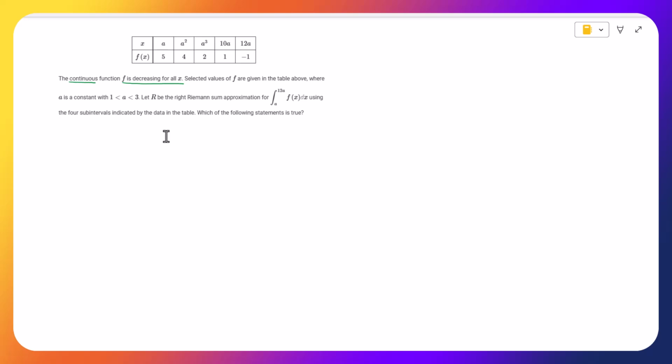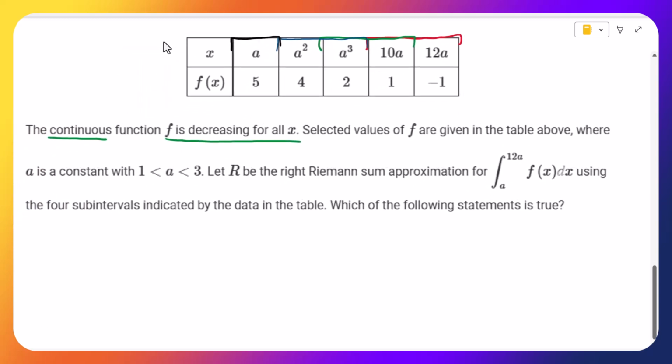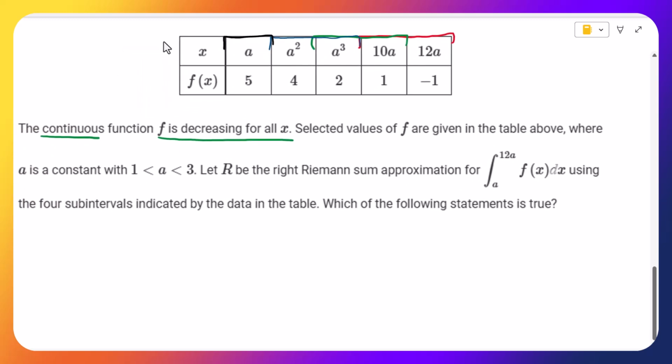So let's sort of draw our 4 rectangles. So we have 1, 2, 3, 4. So we have our red one, our green one, our blue one, and our black one. Hopefully those colors are showing up well enough. Maybe I'll zoom in a little bit. Okay. So there's our 4 subintervals.